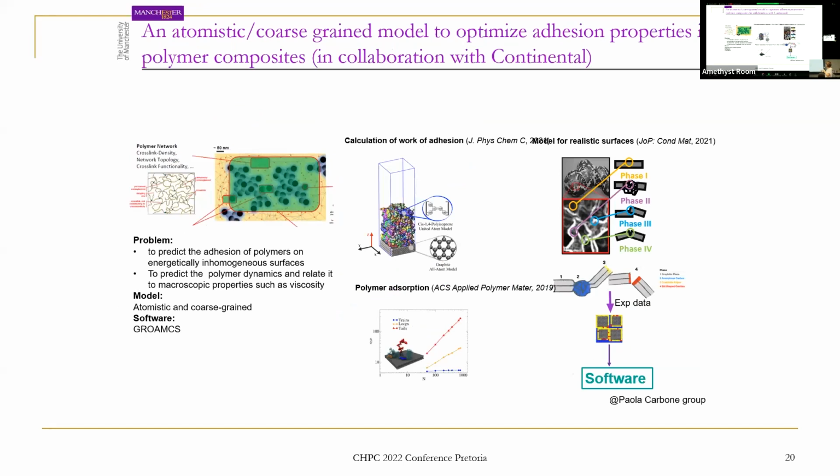The second example is on a completely different topic: polymer composites. I work a lot with Continental, which is a company that makes tires. These tires are polymer elastomers, so a polymer matrix, polyisoprene, and inside you have a lot of different components.